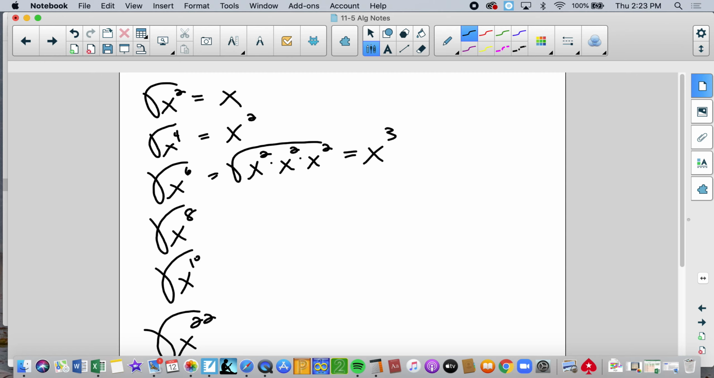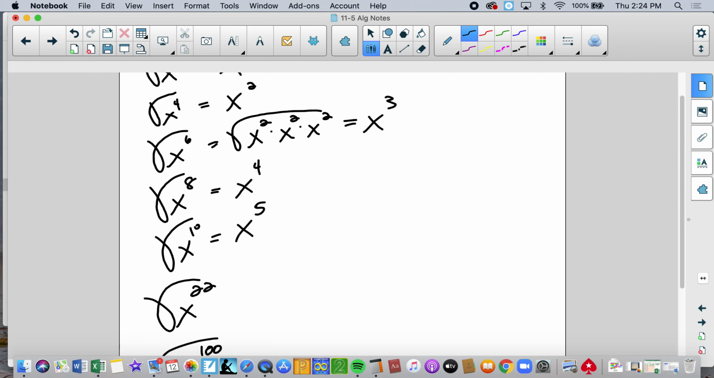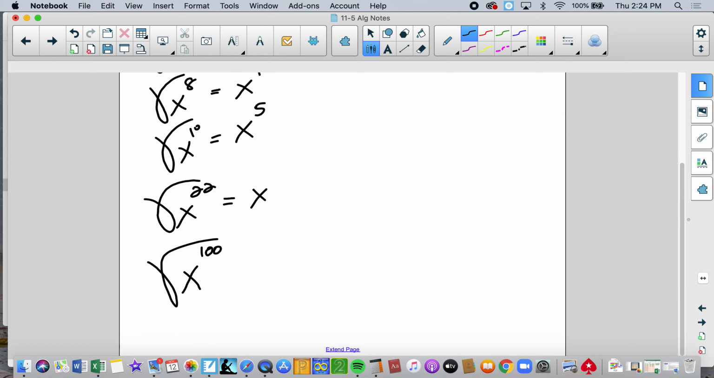So we're really dividing 2 into our exponent. How many 2s are in 6? There's 3. How many 2s are in x to the eighth? Well, that's going to be x to the fourth. How many are in x to the 10th? That's x to the 5th. So the trick with even exponents is that you divide it by 2. So that's x to the 11th. This is going to be x to the 50th.